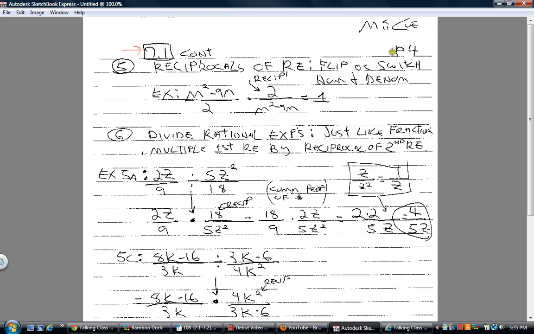We are going to wrap up the last page of this section on page 4, and we're basically going to deal with how you divide rational expressions here.